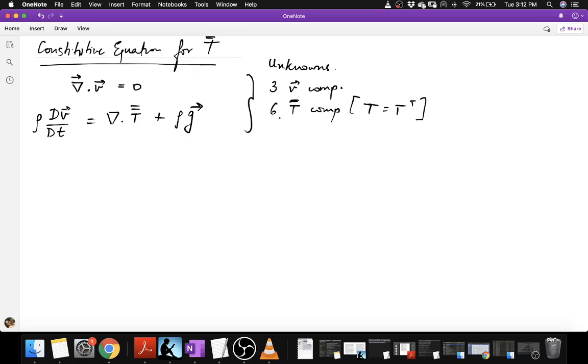Right, so you can see that we have 9 unknown quantities now, but we have only a total of 4 equations, because the divergence of velocity is a scalar equation. The Cauchy equation of momentum is a vector equation, so that's 3 different equations, for the components of velocity. In total we have 4 equations, but we have 9 unknowns. So clearly the problem is not closed. We need more information to be able to solve the equations of motion.